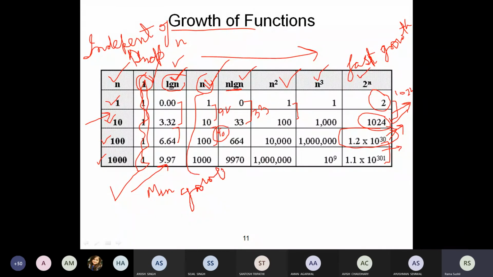Okay, this one has the minimum growth rate. And this one has the maximum growth rate, which is the exponential growth. Exponential is automatically the maximum rate of growth. So it is the least preferable. Unless we are not able to solve the problem otherwise, we will not accept or use an algorithm of this much complexity.